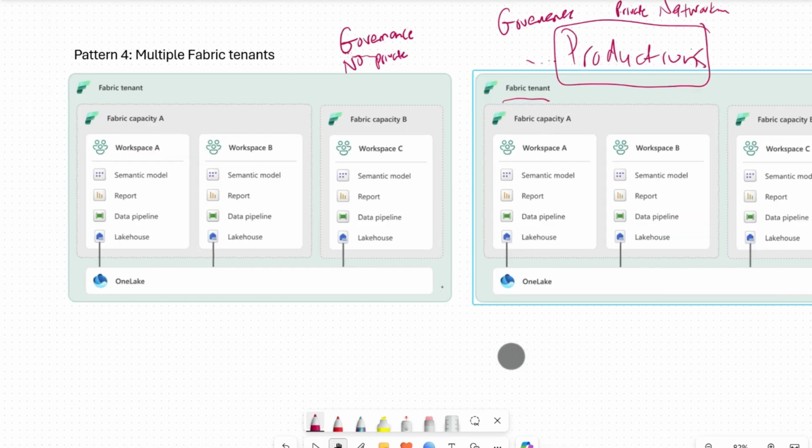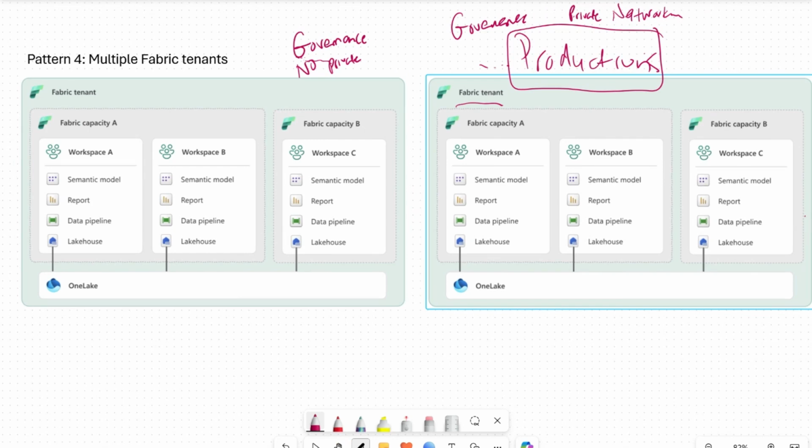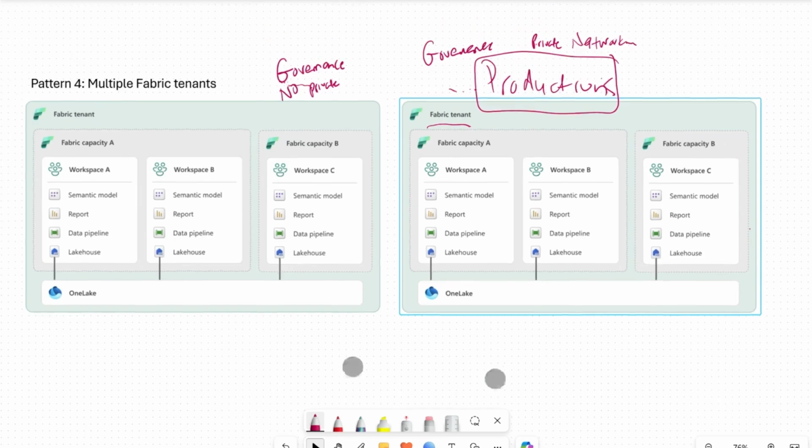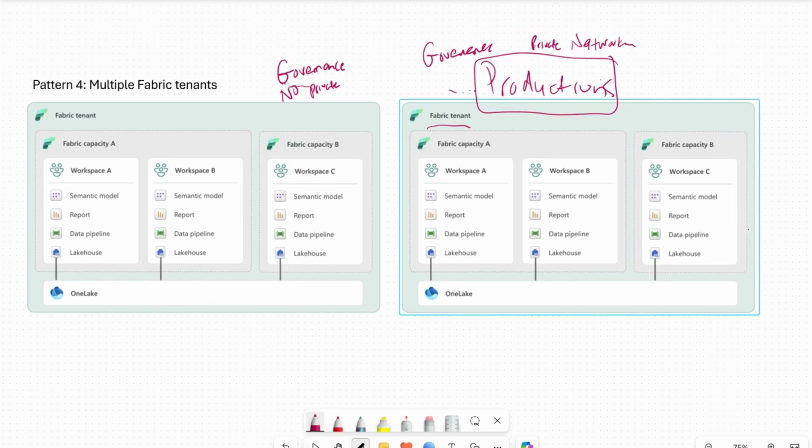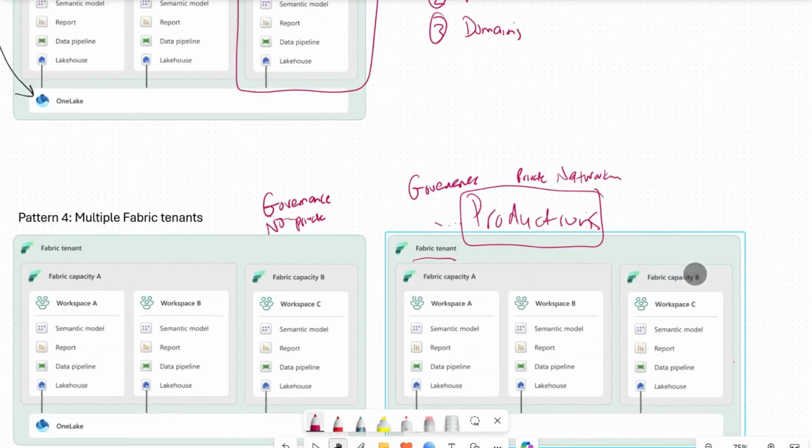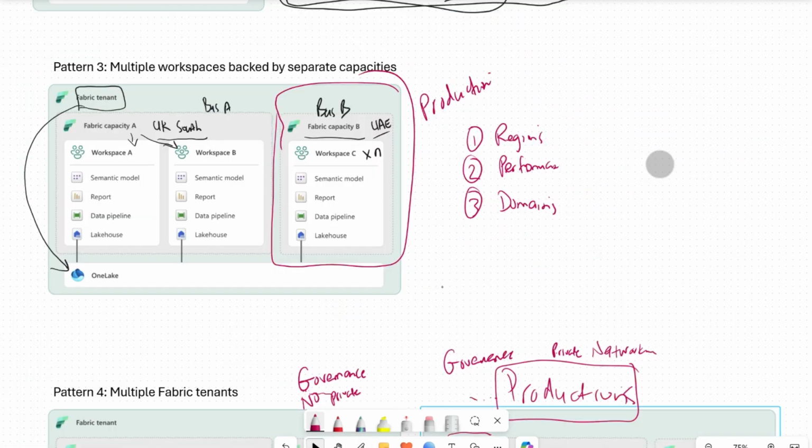And in these tenants, you can obviously do all the different designs we spoke about before, which is having multiple capacities, multiple workspaces, and such. Obviously, as you go into pattern number 4, this has got a lot of admin, a lot you have to look after. I won't say a big team, but it's going to be a lot to manage, with all these different capacities and all these different tenants. So it's a bit more of an admin overhead, an admin pain.